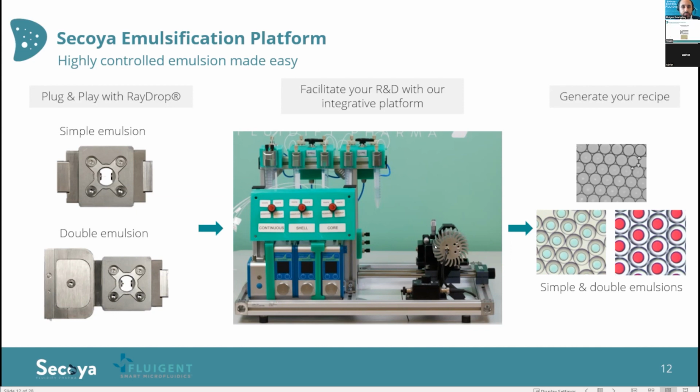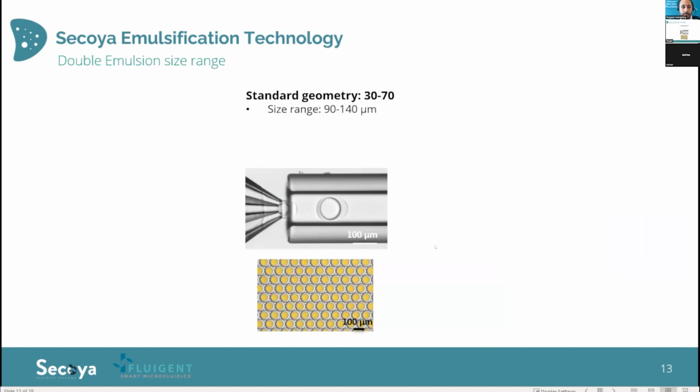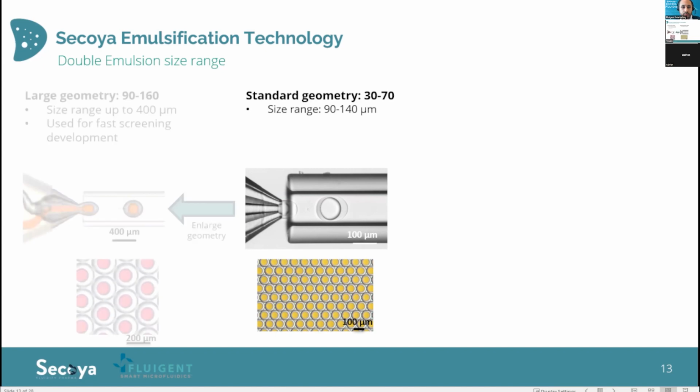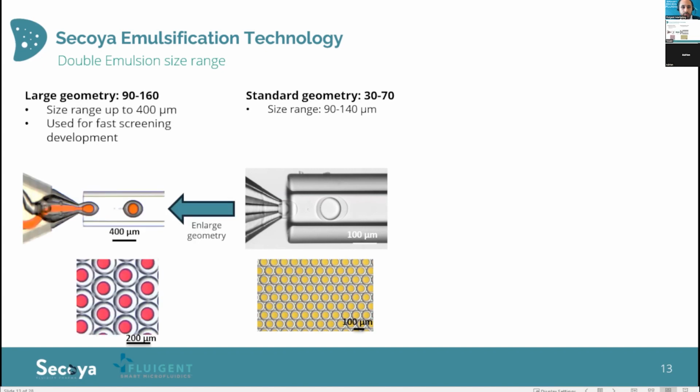Thank you, Adrien. So when we designed the double emulsion Raydrop, we aimed at the same specifications as the original Raydrop, meaning 100 micrometer double emulsion. With this geometry, we can produce double emulsion between 90 micron and 140 micron. Then we developed a new design to produce larger double emulsion. To do so, we simply enlarge our geometry, and we are now able to produce double emulsion up to 400 micrometer. This design is perfectly fitted for fast screening of new formulation.